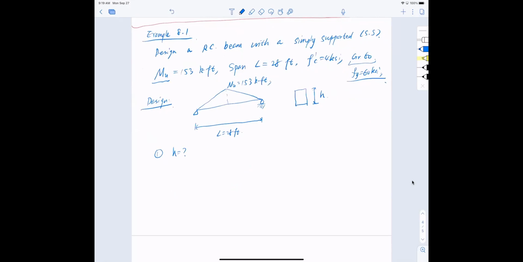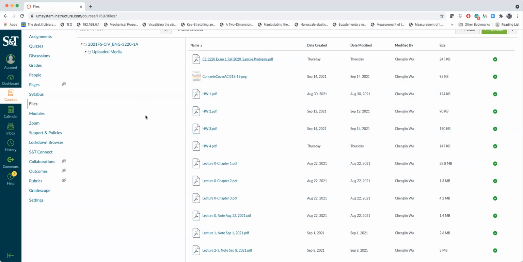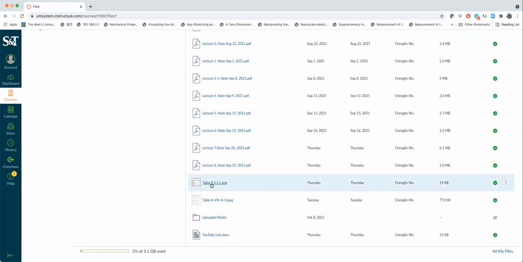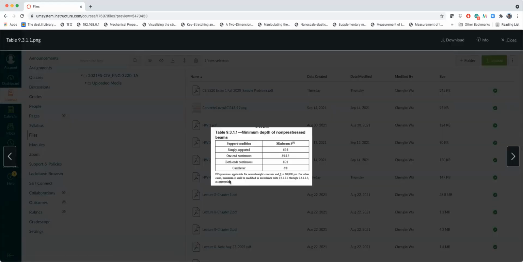So how do I estimate the height of the section? Before we do this design, let me share something else. Go back to the canvas. There's a file folder, and sometime last week, Thursday, I uploaded a table called table 9.3.1.1 from the ACI code. You open this table, and it gives the minimum depth of non-prestressed beams.